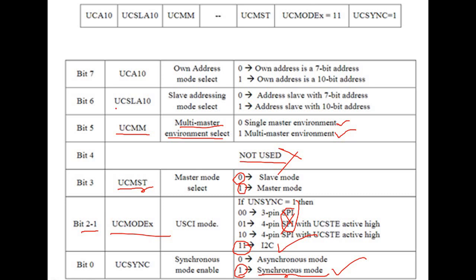And here bit 6 represents the slave addressing mode select. Slave addressing mode means whether your slave addressing is a 7-bit address or a 10-bit address. If this bit is set to 0, it is 7-bit addressing. If it is set to 1, that is 10-bit addressing. And here the UCA10, this is the own address mode select, whether your own device address is a 7-bit address or a 10-bit address. And this is about the I2C protocol and how it works.